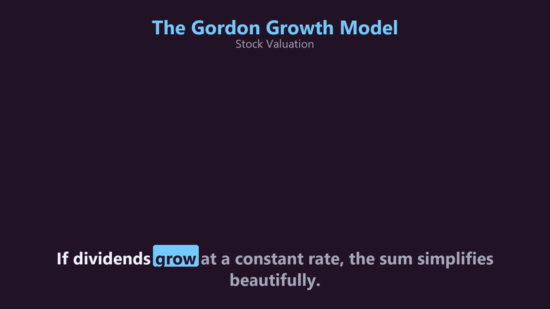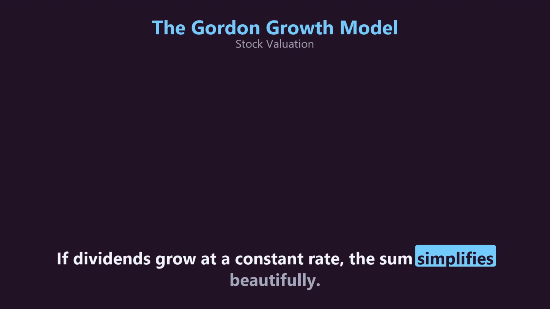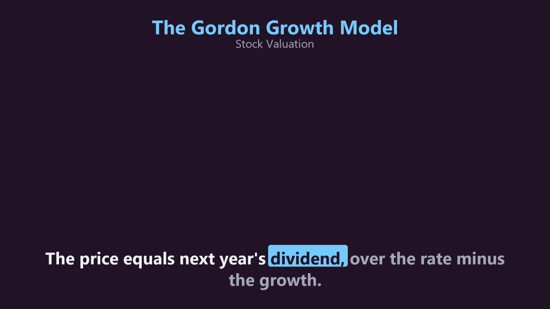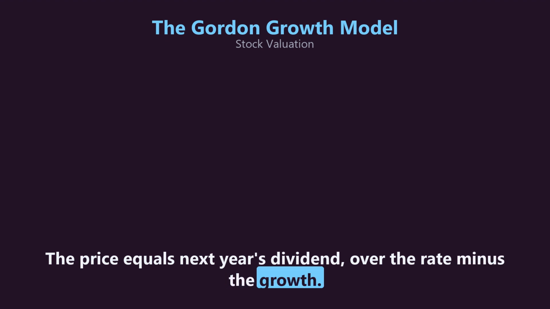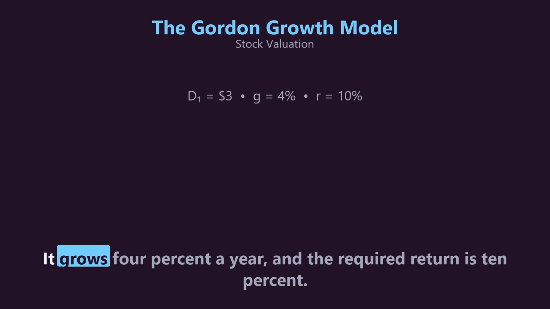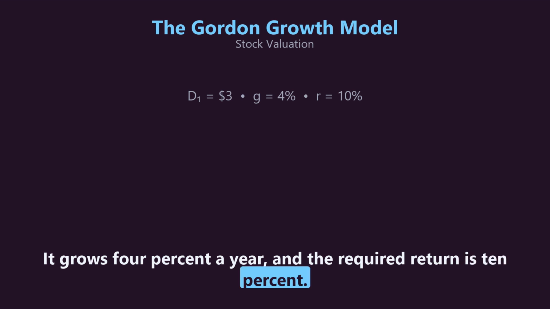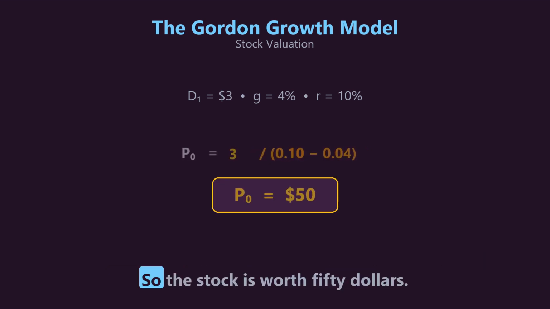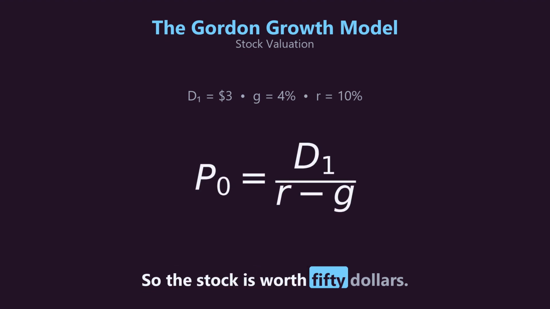If dividends grow at a constant rate, the sum simplifies beautifully. The price equals next year's dividend, over the rate minus the growth. Suppose next year's dividend is $3. It grows 4% a year, and the required return is 10%. The price is 3 over 0.06. So the stock is worth $50.